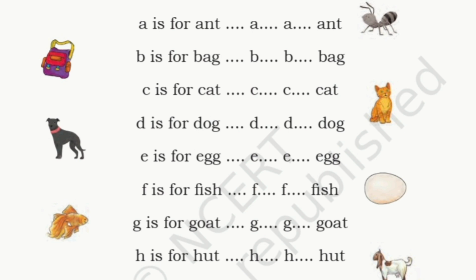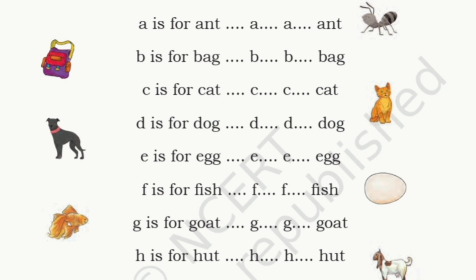A ant. B is for bag. B bag. C is for cat. C cat. D is for dog. D dog. E is for egg. E egg. F is for fish.